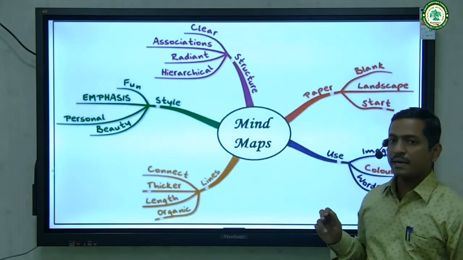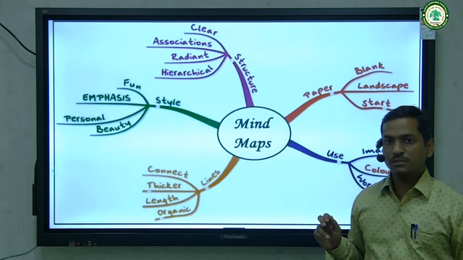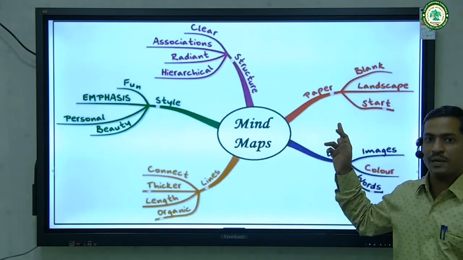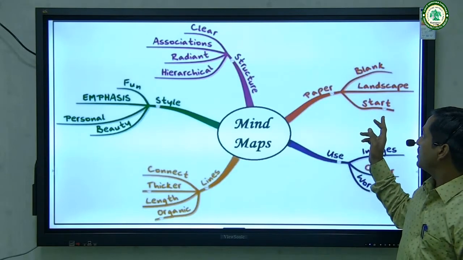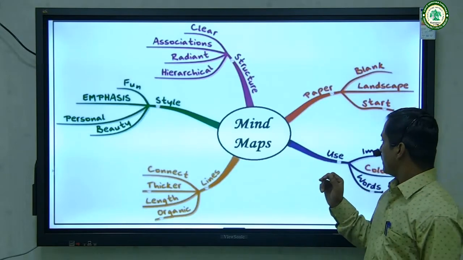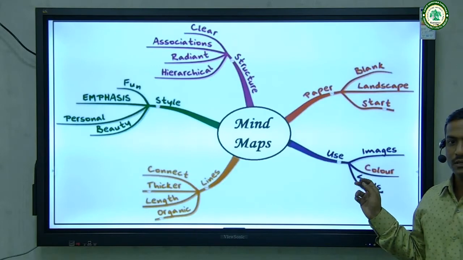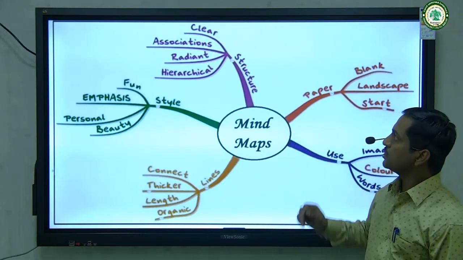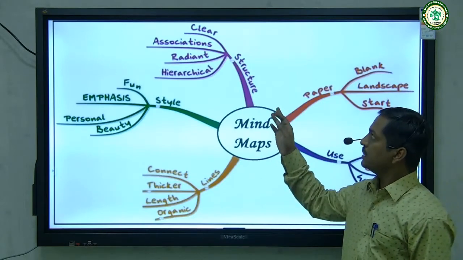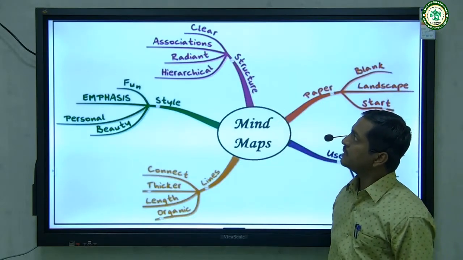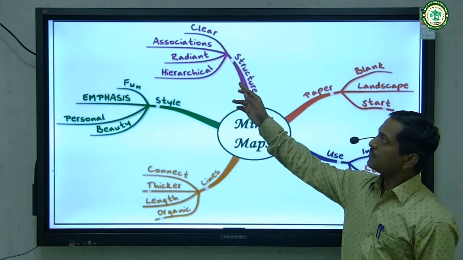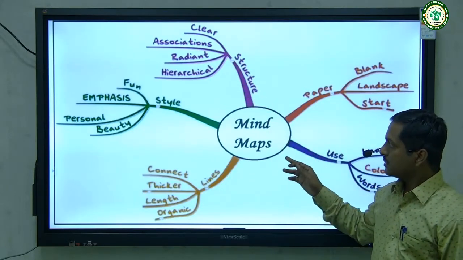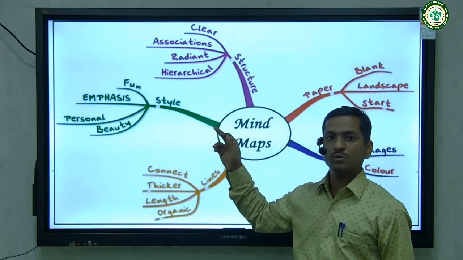So while doing a mind map, which kind of things can you adapt? You can use papers, you can use black paper or landscape or start. Then you can use images or colors or words in your mind mapping. Then which kind of structure are you going to adapt? You can see here you can adapt a clear picture. Then you can adapt associations, radiant and hierarchical types of structure. Then which kind of style are you going to use in your mind map?